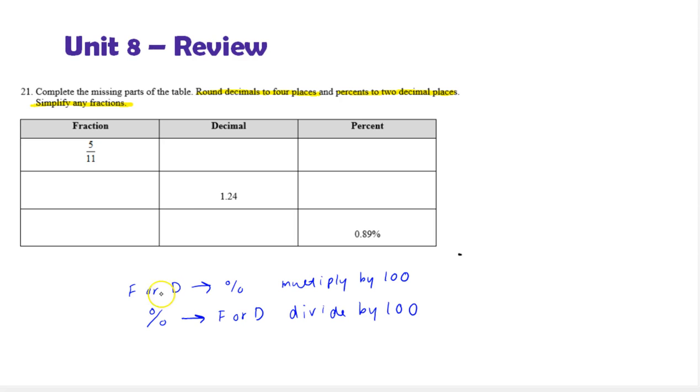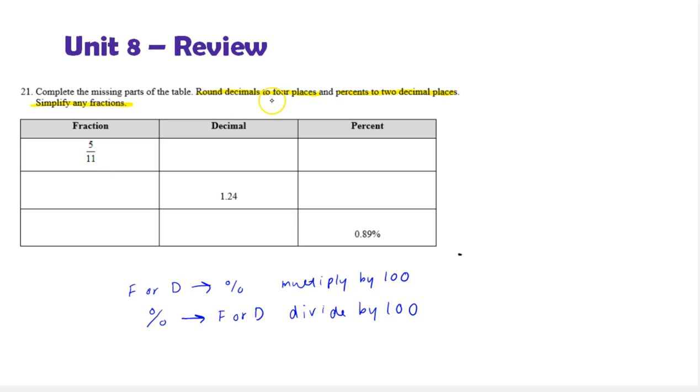So down here I have a general guideline: if you have a fraction or a decimal, to change it to a percent, you multiply by 100. Okay? And to change a percent to a fraction or a decimal, you're going to divide by 100. Okay? So let's do these one at a time. We already learned in a previous section how to go from fractions to decimals and vice versa. So to write a fraction as a decimal, we could do long division, but we won't. We'll do this on the calculator by dividing 5 by 11.